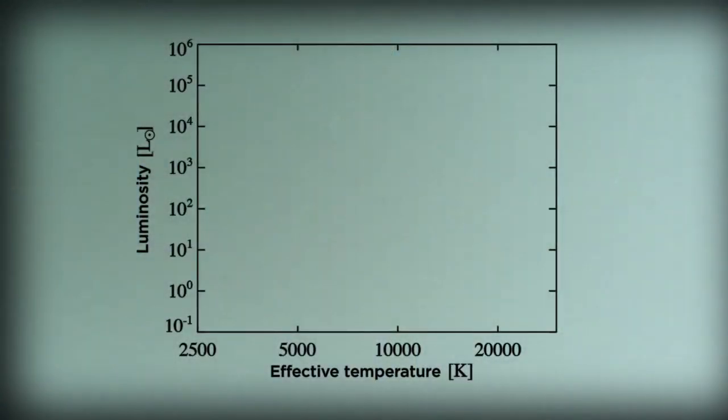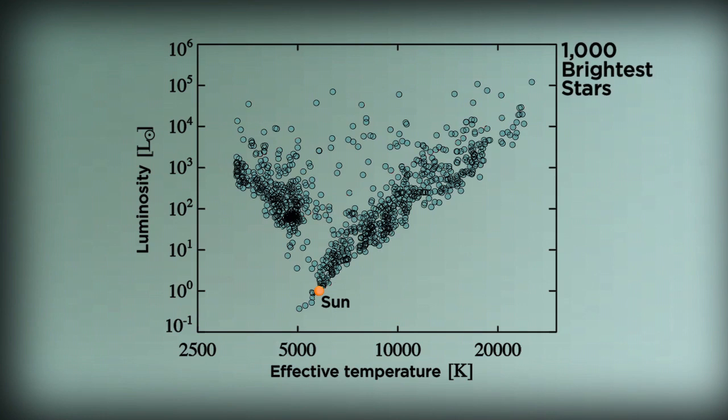Now, whenever scientists can measure two different things, they feel this urge to plot one against the other. So let's plot L versus T effective. We'll use logarithmic axes as usual. And to get oriented, we'll mark the location of the Sun, which has an effective temperature of about 5,800 Kelvin and a luminosity of 1, that is, 1 solar luminosity. Now let's plot the data for the 1,000 brightest stars in the sky.